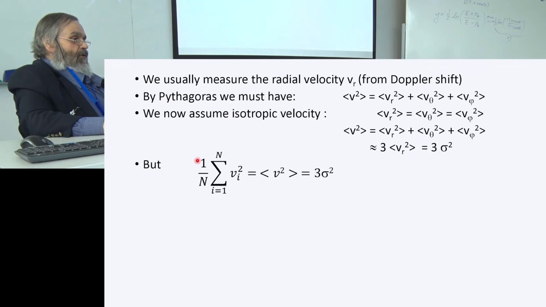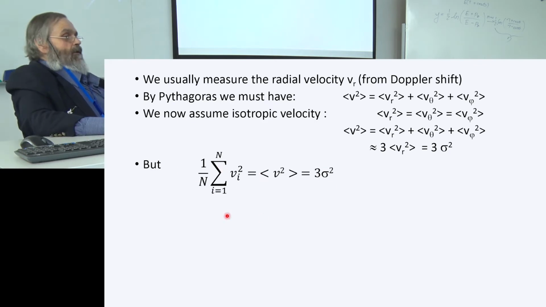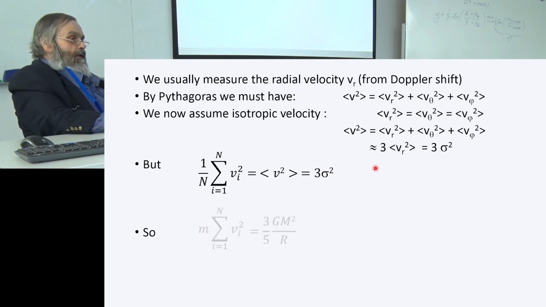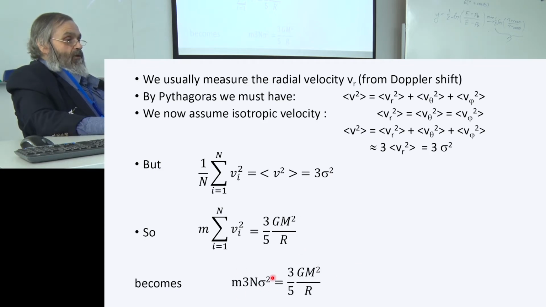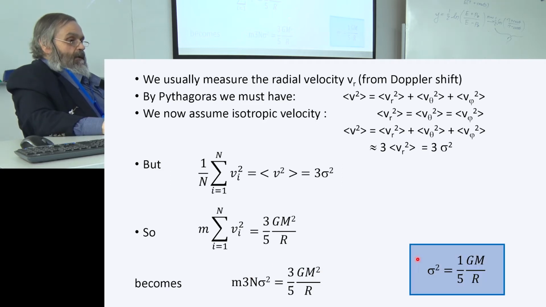Going back to this, the average v squared is 1 on n times the sum of the v_i squareds, and that's just 3 sigma squared. So going back to the equations, m times the sum of the v_i squareds, which is m times 3n sigma squared, is 3/5 GM squared over R. Getting rid of the m on either side, because m times n is capital M, I get an expression for sigma: sigma squared is 1/5 GM on R.